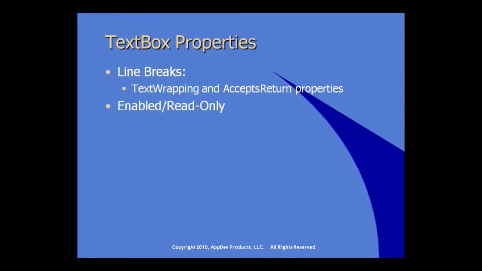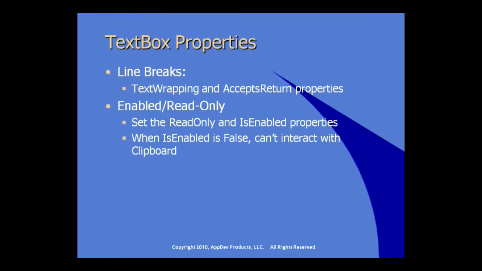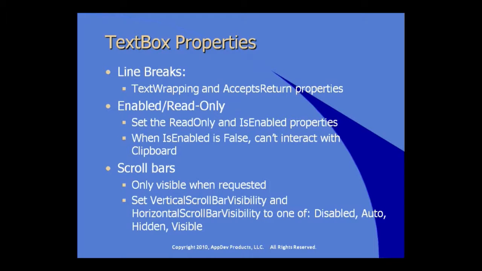You can control the enabled and read-only behavior of the control by setting the read-only and is-enabled properties. When the is-enabled property is false, you can't interact with the clipboard, like you can't copy the text from the text box onto the clipboard. There are scroll bars that you can show as well, and these are only visible when requested. You can set the vertical scroll bar visibility and horizontal scroll bar visibility properties to one of disabled so they never show, auto so that they show when needed, hidden so that they're hidden, and visible meaning they're always visible.